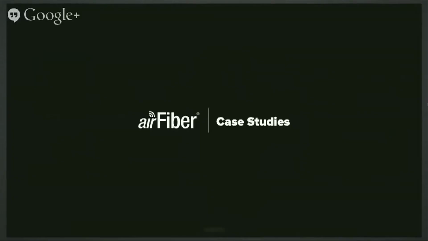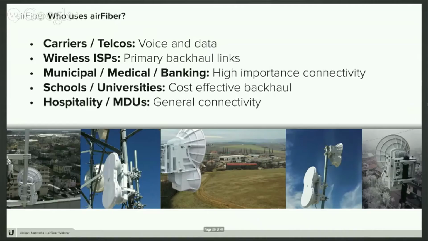All right, so let's get into some of the case studies. Before we get into them, let's talk about who uses them and what they use them for. We've seen carriers and telcos use them for voice and data, wireless ISPs using them as primary backhaul links, municipalities, hospitals, and banking using them for high importance connectivity, and schools and universities using them as cost-effective backhaul. They have a budget to work with, so AirFiber is a great solution to get internet to the school. And finally, in hospitality and multiple dwelling units, we've seen them use them for general connectivity.